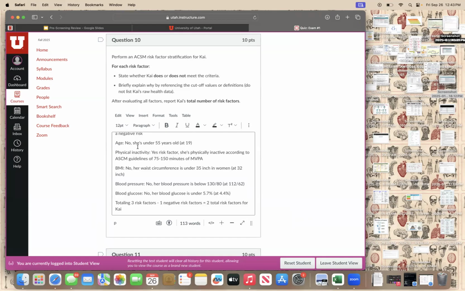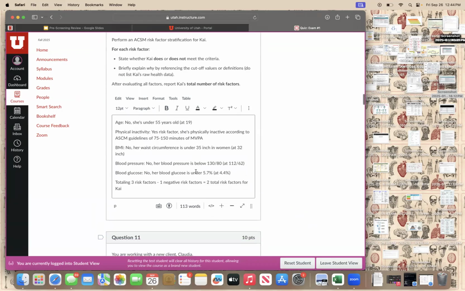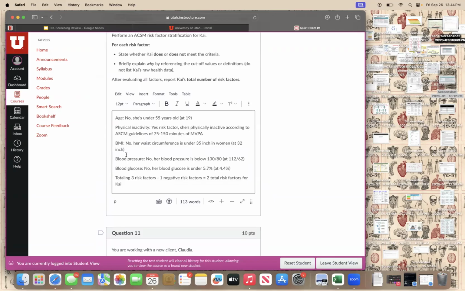And then for her age, nope, it's not a risk factor for her. She's under 55 years old. She's 19. And then for physical inactivity, yes, it's a risk factor. She's physically inactive according to the ACSM guidelines of 75 minutes to 150 minutes of moderate to vigorous intensity. For her BMI, no, that's not a risk factor for her. Her waist circumference is under 35 inches, which is the risk stratification in women. So she's at 32 inches, so she's below that.